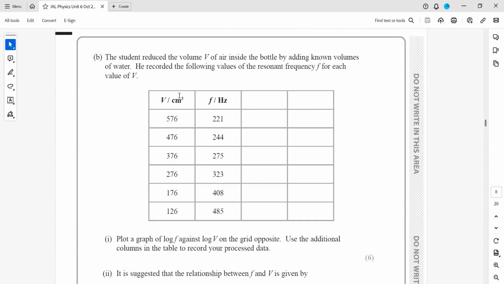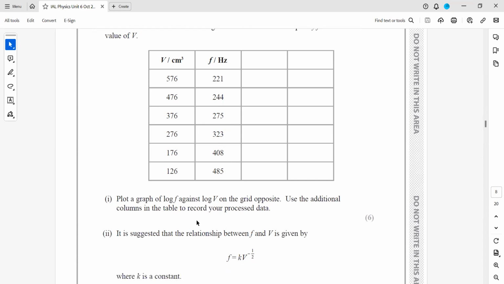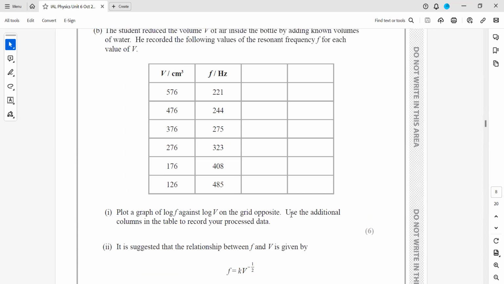The next question: the student reduces the volume of air inside a bottle by adding a known volume of water. He records the following values of resonant frequency for each value of V, like how much volume of water is added, and plots a graph between log F and log V. So first you have to complete this. Just take the log of these values for V and for frequency F, and you will get the answer.